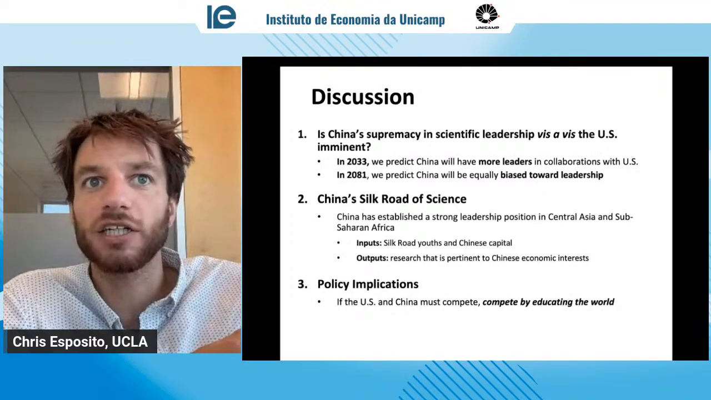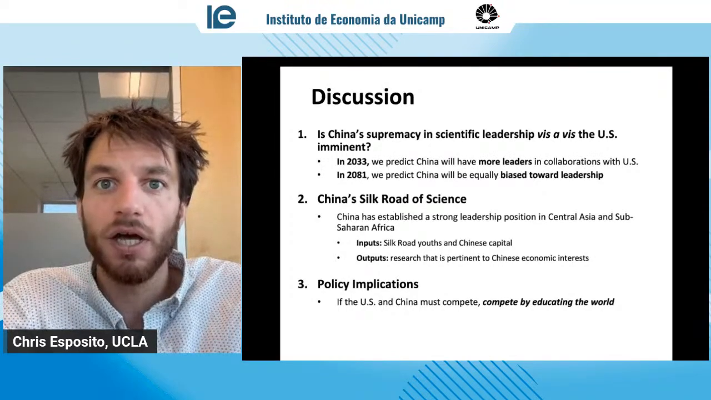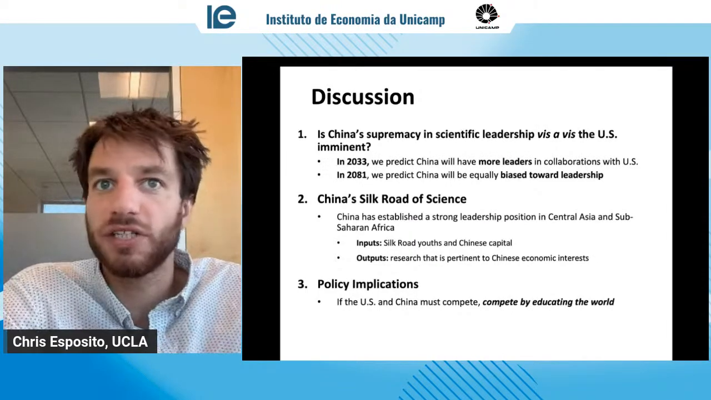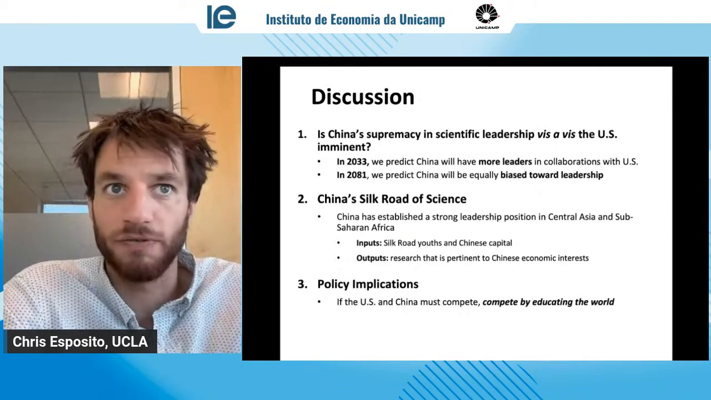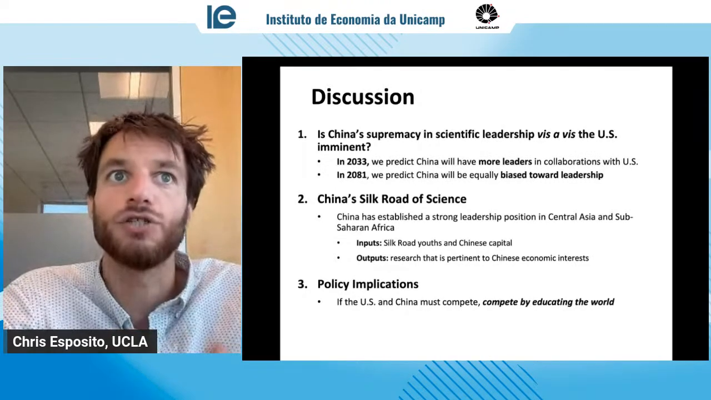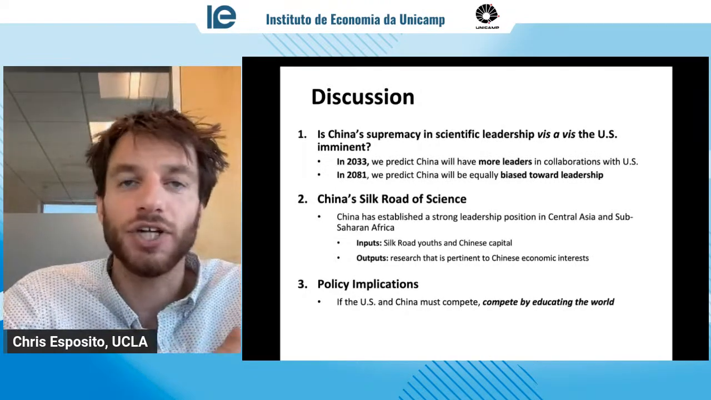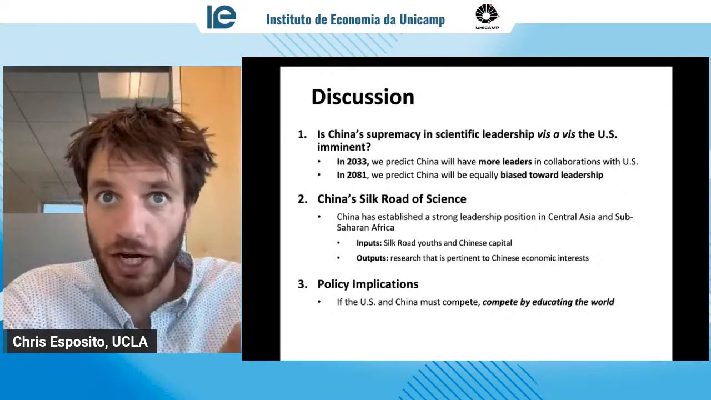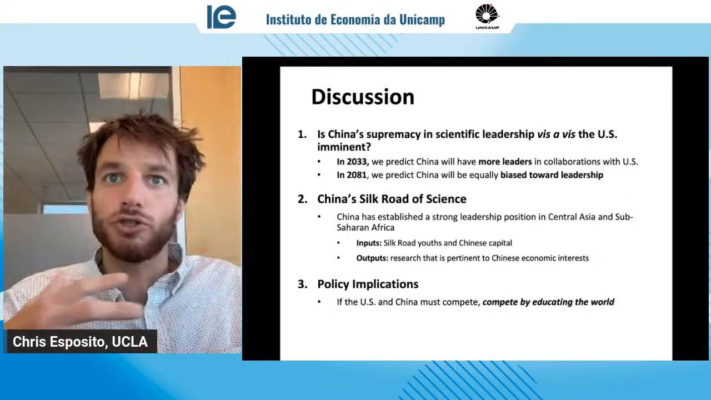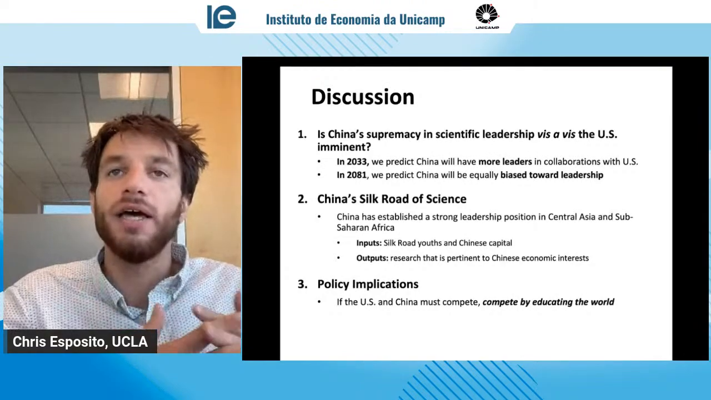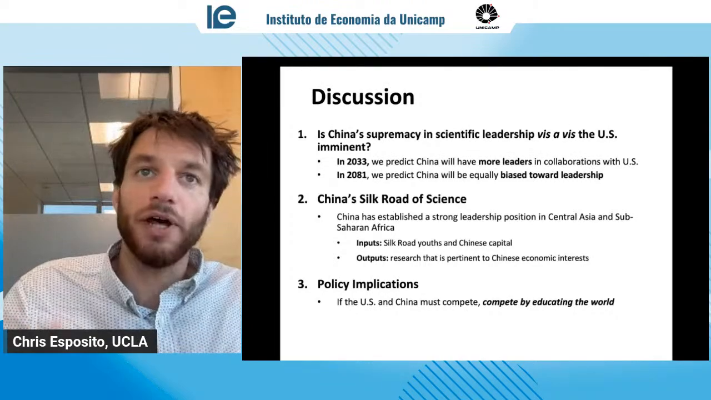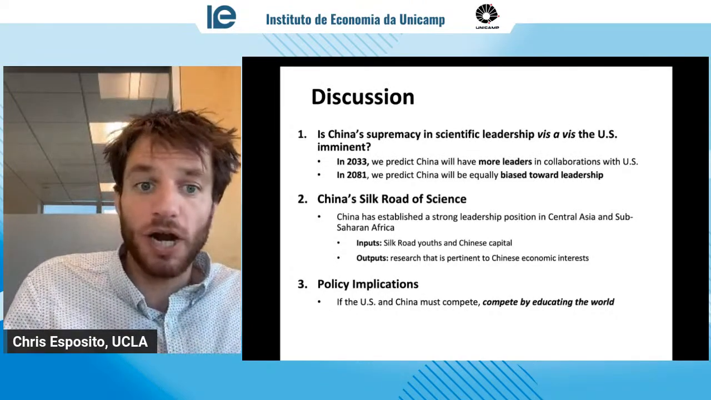But what we basically think comes out of these findings is that one way the countries could compete that would actually be quite productive is that they could compete by educating the world, similarly to how China is building the Silk Road of science through these investments, right? China is doing that in part because it generates major benefits for China in terms of extending its cultural, economic, and scientific sphere of influence around the world. And basically, the United States could respond with a similar strategy.